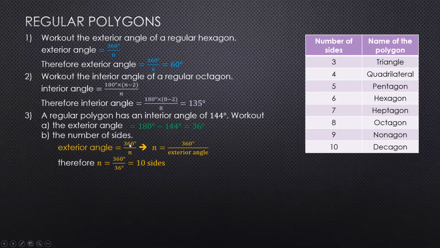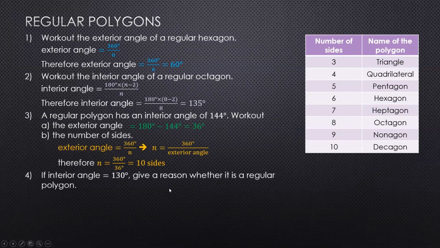Because exterior angle is 360 divided by n, if you want to find n, and given that we know the exterior angle, then you just do that. So 360 divided by 36, that means we know this polygon actually has 10 sides. All right. So this formula is also very useful.